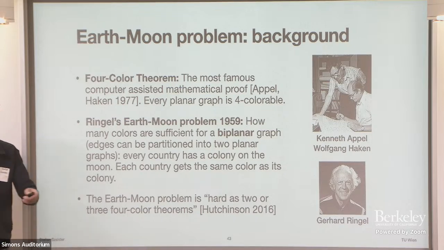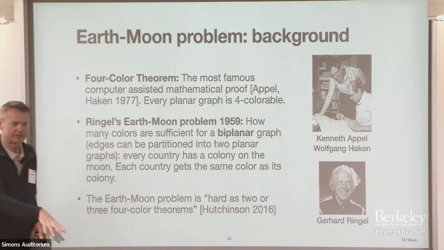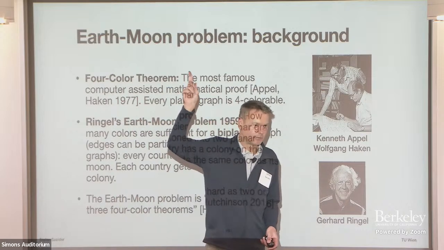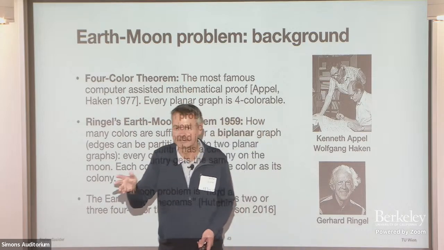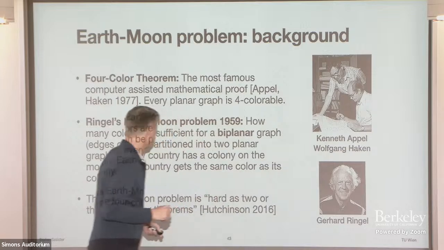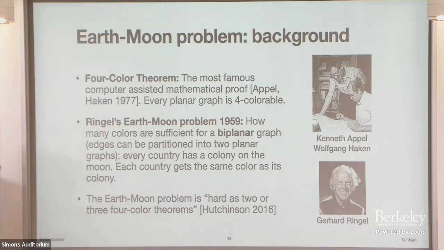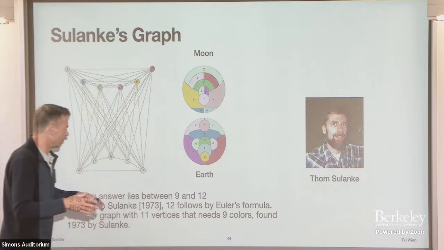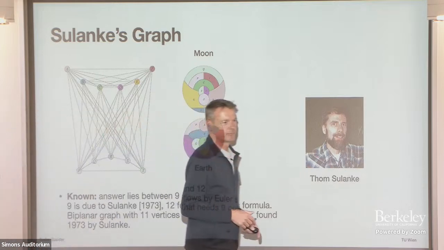And Ringel asked, the 4-color theorem comes from map coloring, so what if every country on Earth has a colony on the moon, and now we want to color the moon map with the same colors as the Earth map? So every country on Earth gets, on the moon, the colony gets the same color. How many colors do you need? Some people said it's harder than 2 4-color theorems. And it is only known that this number of colors is between 9 and 12.